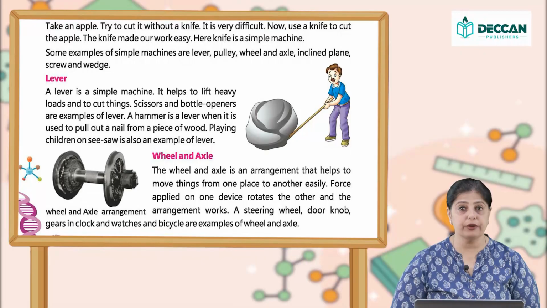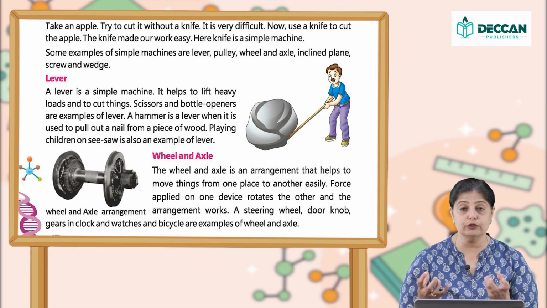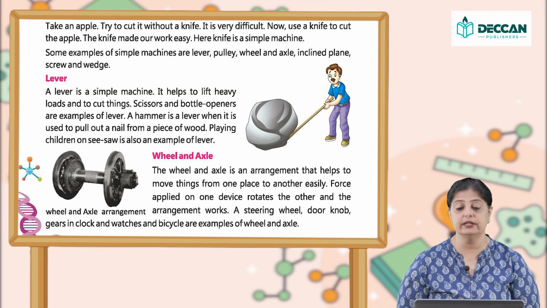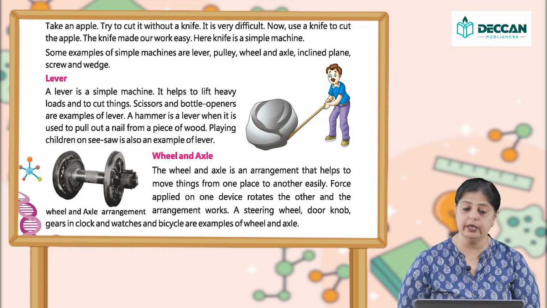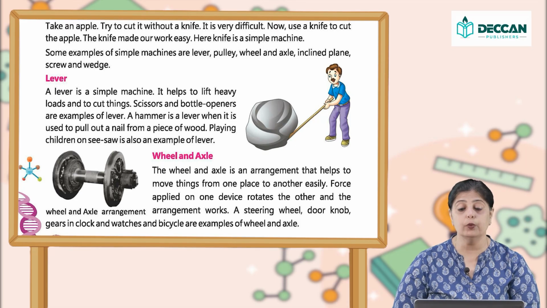So take an apple, try to cut it without a knife. It is very difficult. Can you cut the apple into two without a knife? No, it becomes very difficult. Now use a knife to cut the apple. The knife made our work easy, and here the knife is a simple machine. When you cut the apple with the knife, it just slices open. So it becomes easier with the help of a knife, which is a simple machine. Some examples of simple machines are lever, pulley, wheel and axle, inclined plane, screw and wedge.